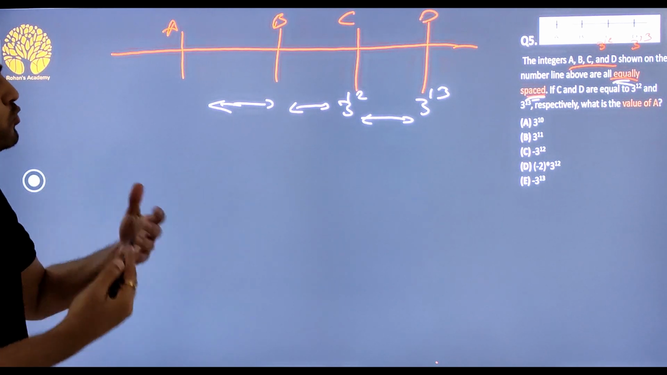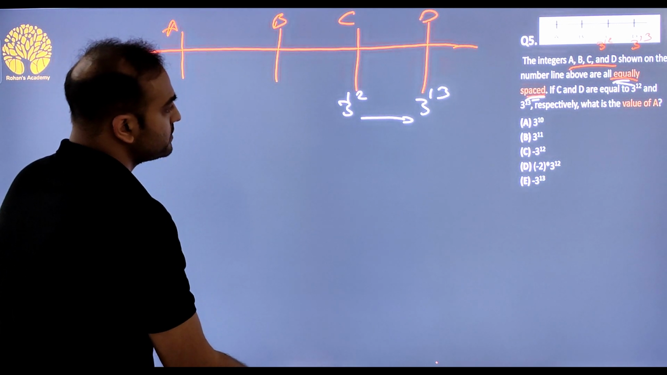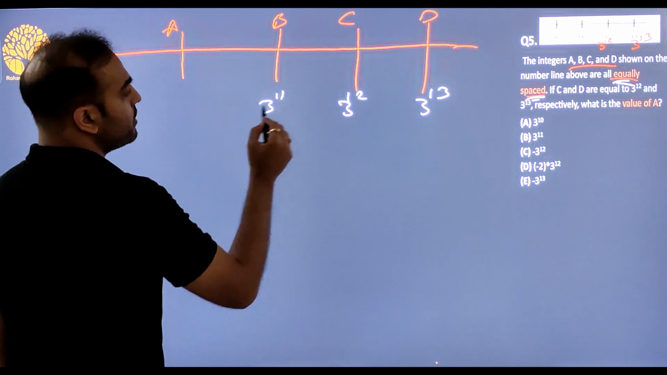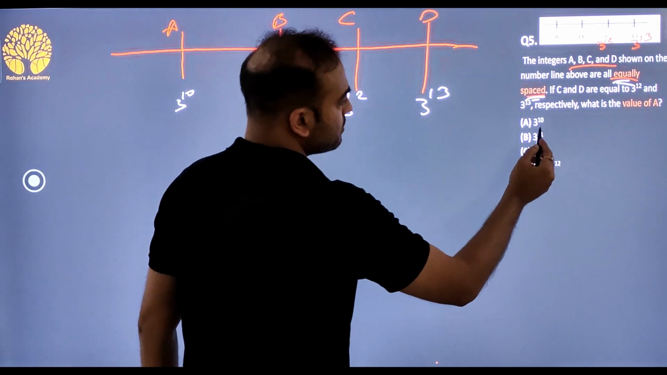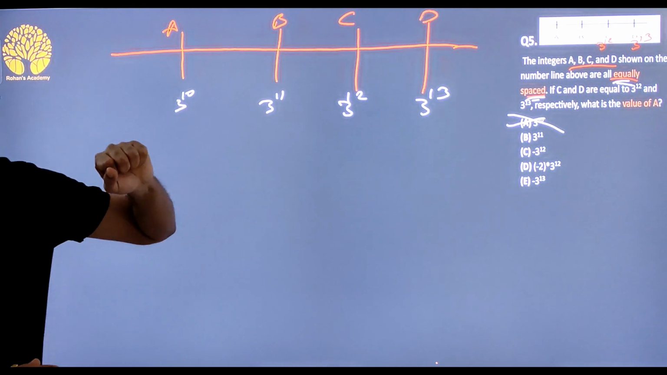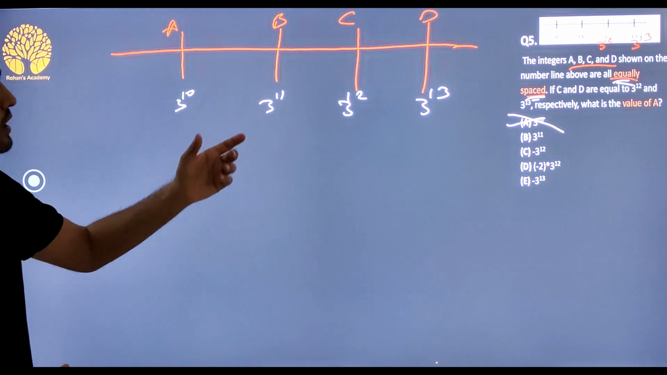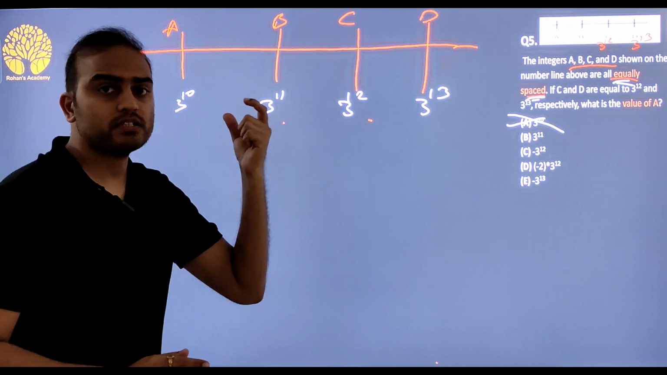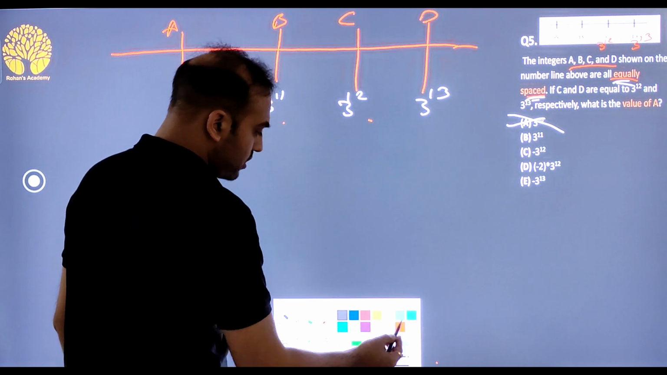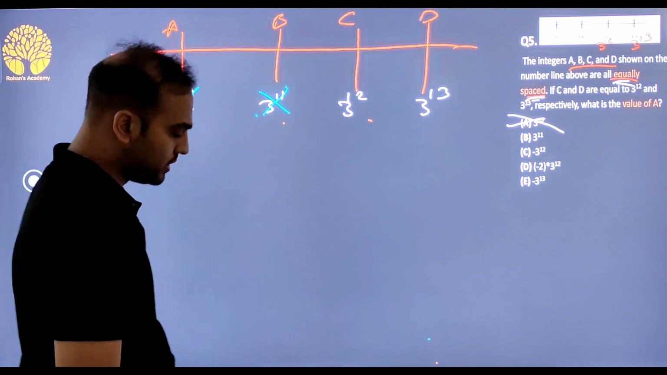Now you might be tempted to say that this is 3 power 13, 3 power 12, equally spaced, so 3 power 11, 3 power 10. No, this is not equally spaced. This is exponentially spaced. The difference between these two is not the same as the difference here. So falling into that temptation will make us go wrong.